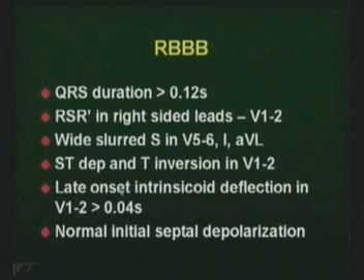The late intrinsicoid onset is in the right-sided chest leads, V1, V2, and is more than 0.04 seconds. And there will be a normal initial septal depolarization. Right bundle branch block does not affect the initial left to right depolarization, so you'll have a small Q in the lateral leads in this case. In other words, in the presence of RBBB, it does not mask the MI, whereas left bundle branch block will mask an MI. So in RBBB, if you get Q waves in leads V1, V2, it also indicates an anterior wall MI alongside. If you have Q waves in leads V5, V6, it indicates a lateral MI.